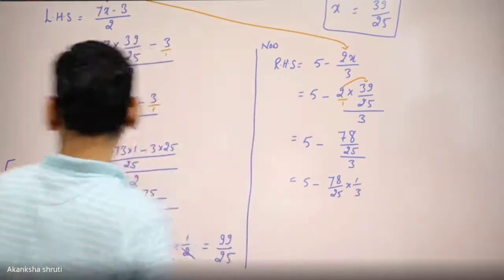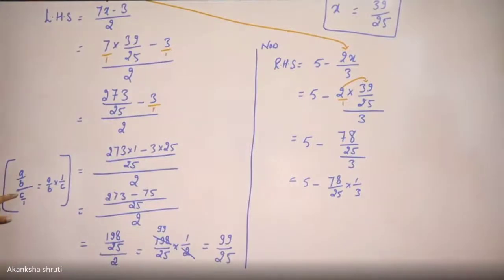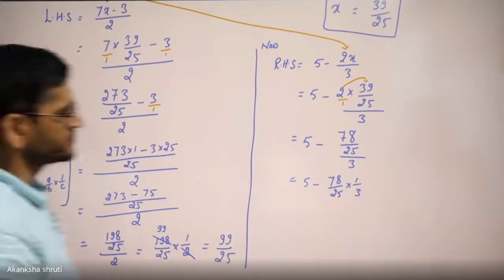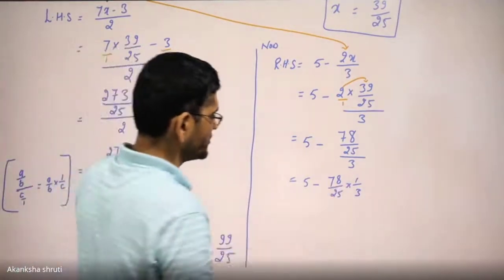What is the rule? The rule I had explained here: A by B by C means in the denominator of C it is 1. So this division of 2 ratios gets converted into multiplication by taking the reciprocal of the denominator. So it is this one. This way we have reached up to here.